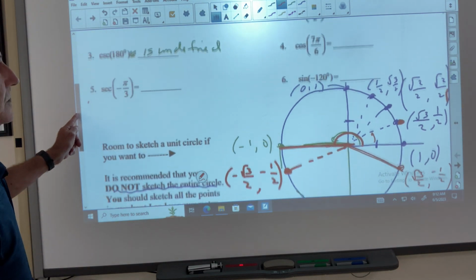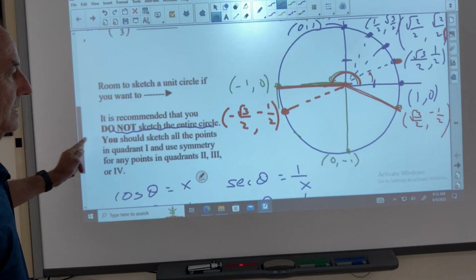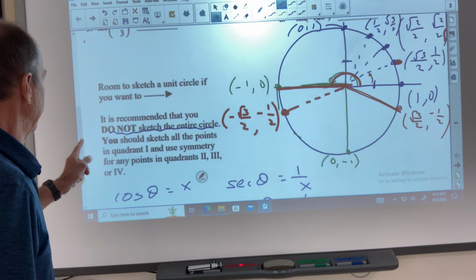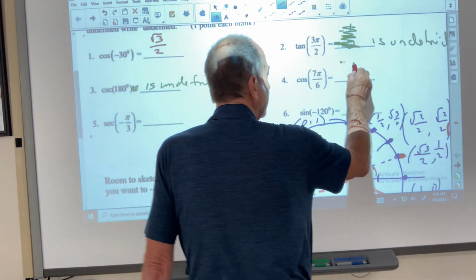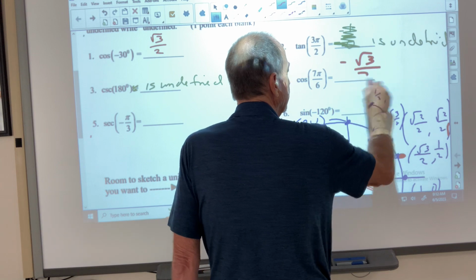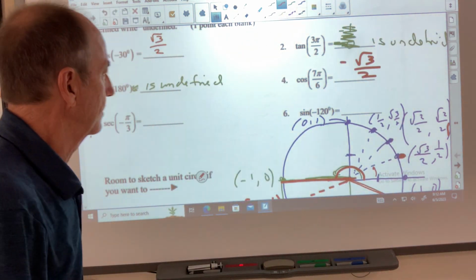The task was to find the cosine. There's the cosine right there. It's that -√3/2. So -√3/2. Cosines are negative in the third quadrant.